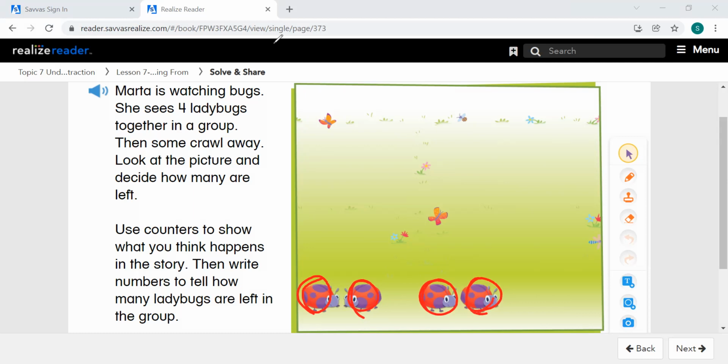Now I'm going to say 2 crawl away. So I'm going to put an X on these 2 counters. So that means if 2 ladybugs crawled away, how many ladybugs are left in the group? 2. So I will write the number 2. You can determine how many ladybugs crawl away from your picture and write the number of ladybugs that are left in the group.